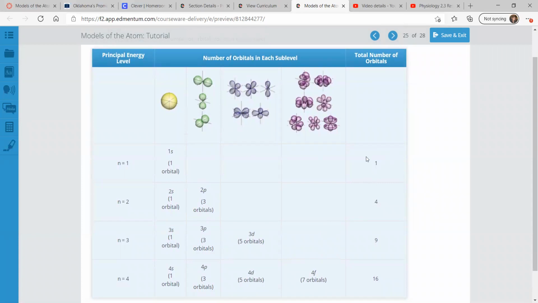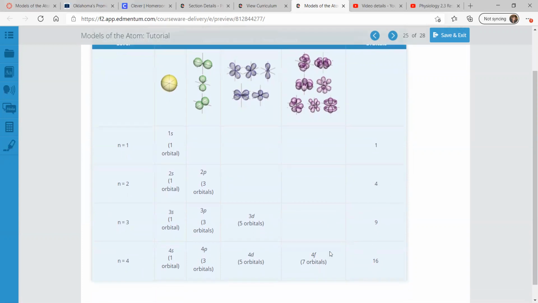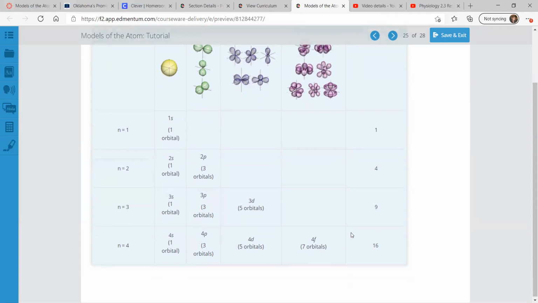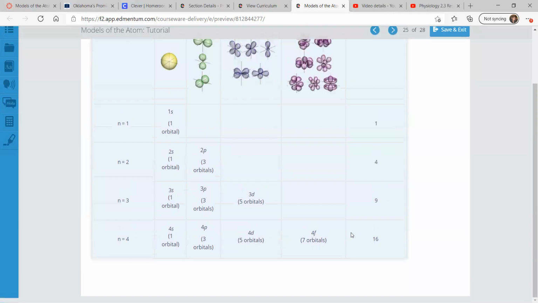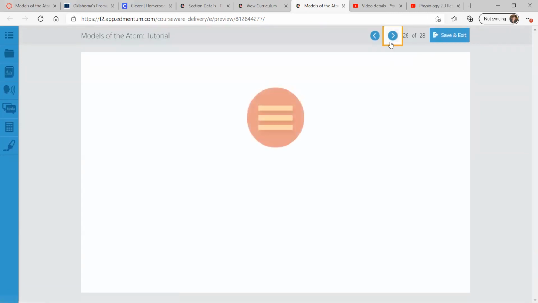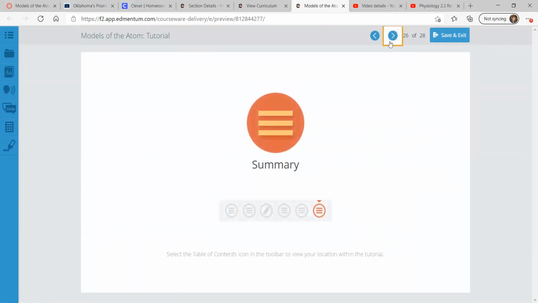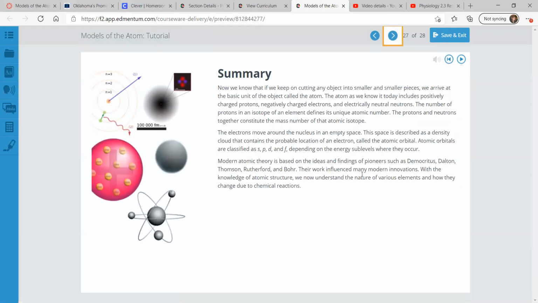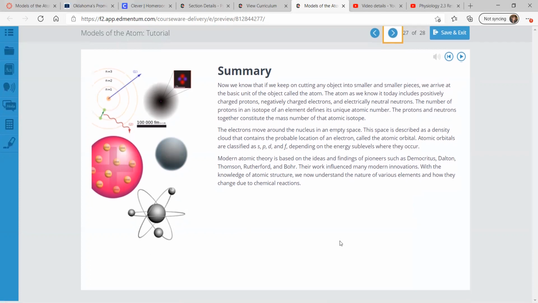So 1s has one orbital. For n equals 2, 2s and 2p, we have 4. A way to do this is just to add it up. 1s equals 1, 2s and 2p equals 4, 3s and 3p and 3d is 9, and 4s, 4p, 4d, 4f is 16. And we'll look at those questions for the models of the atoms tutorial.